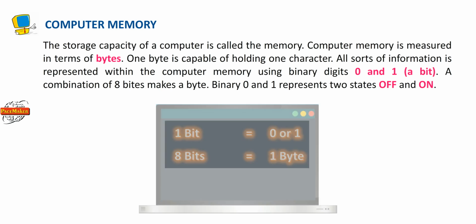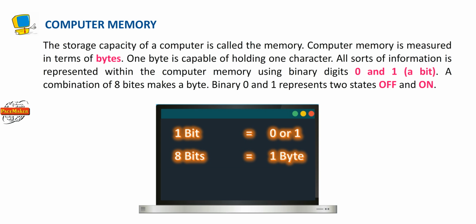Computer memory. The storage capacity of a computer is called the memory. Computer memory is measured in terms of bytes. 1 byte is capable of holding 1 character. All sorts of information is represented within the computer memory using binary digits 0 and 1, a bit. A combination of 8 bits makes a byte. Binary 0 and 1 represent 2 states, off and on.